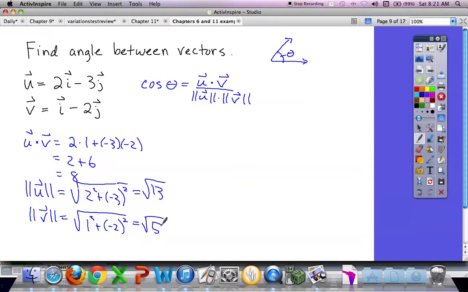Okay, so we have everything we need to plug into our formula. Cosine of theta equals 8 divided by the square root of 13 times the square root of 5. Right? Let me turn that into a decimal. 8 divided by the square root of 13 divided by the square root of 5 is 0.992.